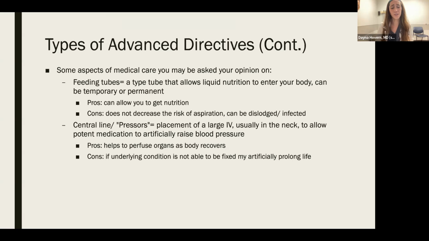Oftentimes we see this in people who have a really, really bad infection, where the infection is overpowering their body and they need a little bit of extra medication to get their blood pressure to go up, because our blood pressure is what helps perfuse our organs, our heart, our brain, our muscles, and our stomachs. So we need a certain level of blood pressure so that those organs can get the blood that they need. And that would be the benefit of undergoing, one, the central line placement, and two, being put on those pressor medications, to hopefully help the organs get the blood that they need as the body recovers from what's going on.